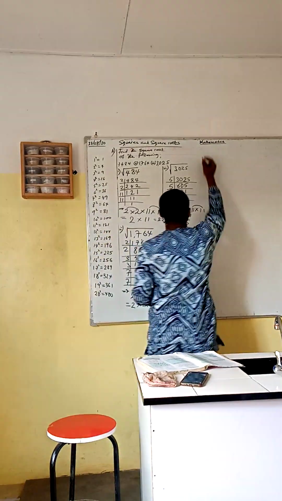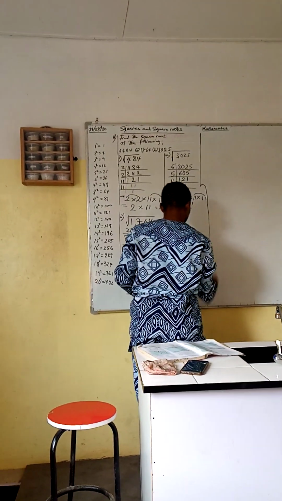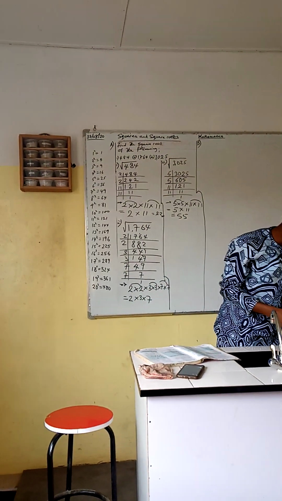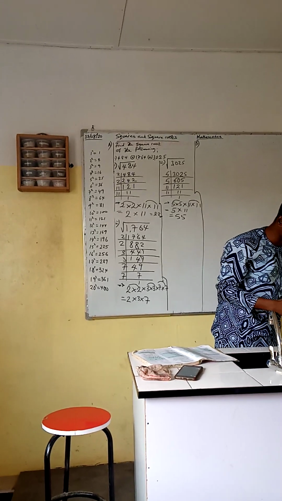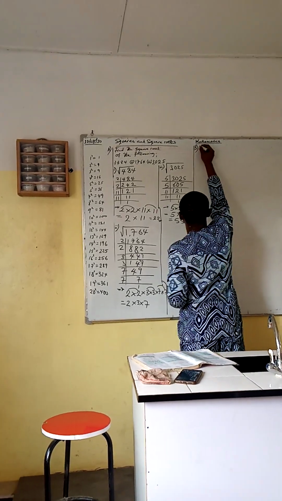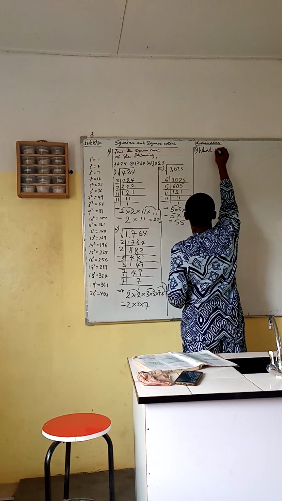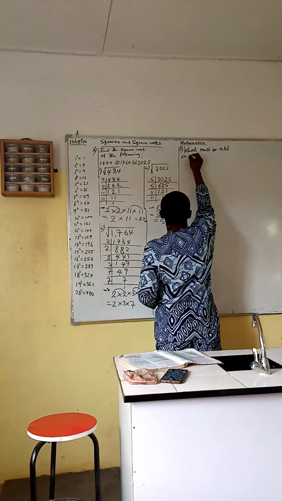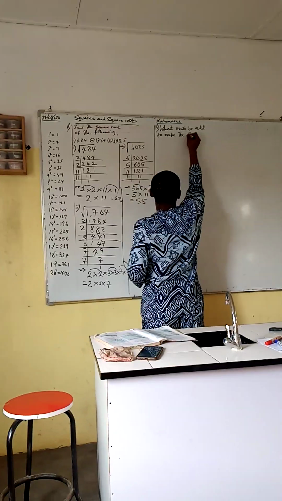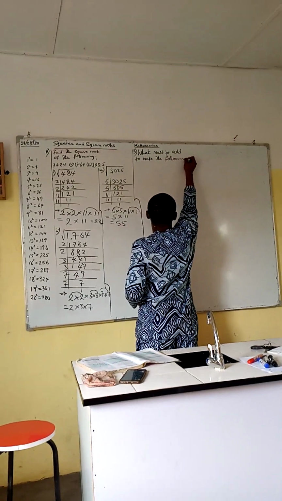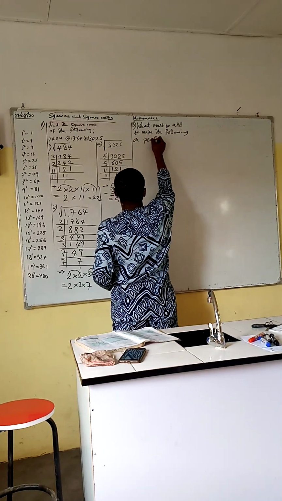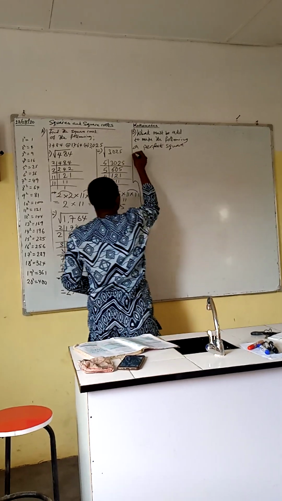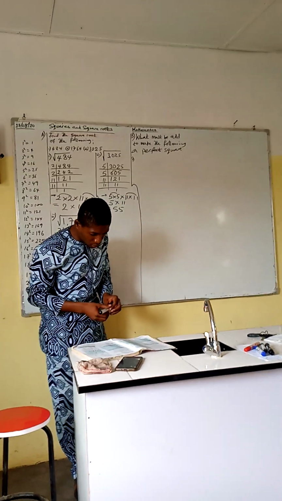Now I go to case 2. It says, what must be added to make the following a perfect square?